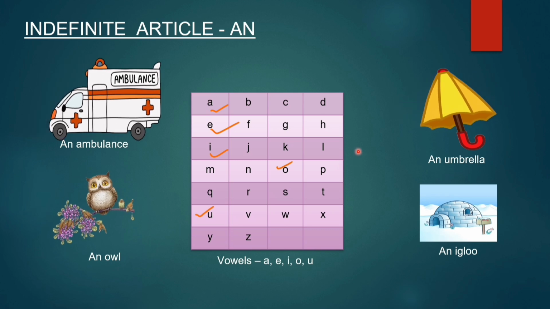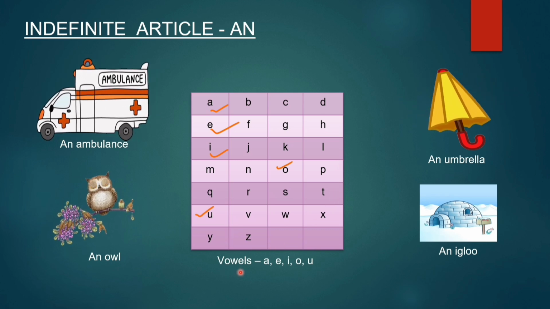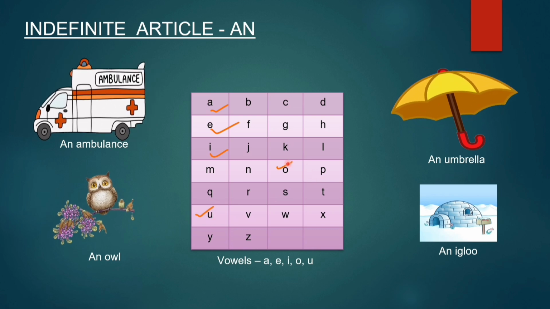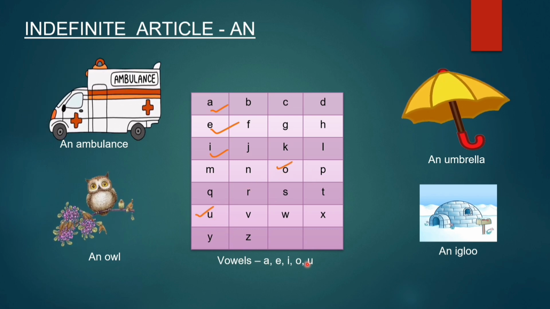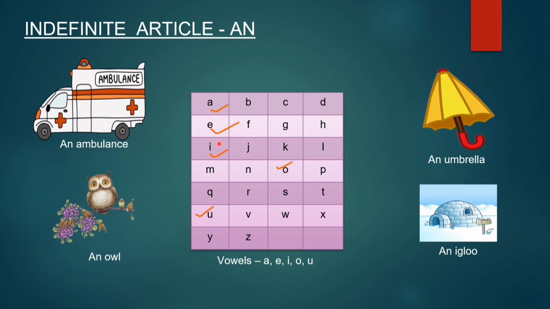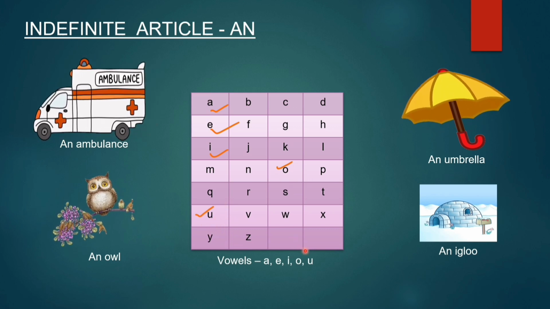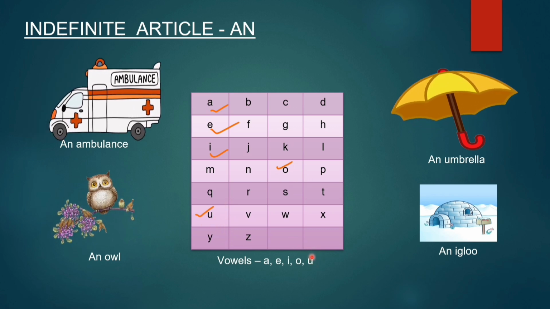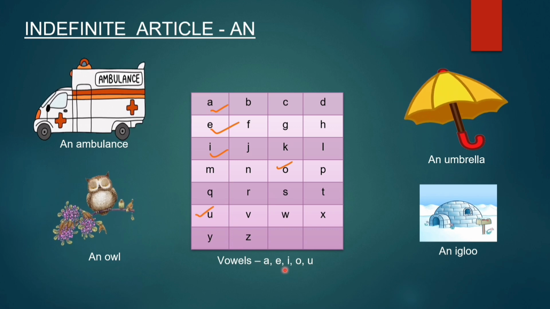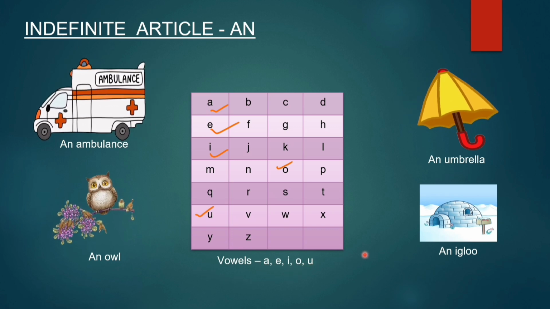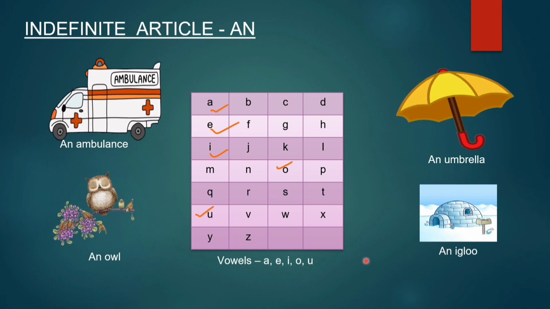What is common among these words? All these words begin with a vowel and are preceded by an. The vowels in the English language are a, e, i, o, u. So the article an comes before the words beginning with a, e, i, o, u, and it tells us that something is one or singular and not specific.